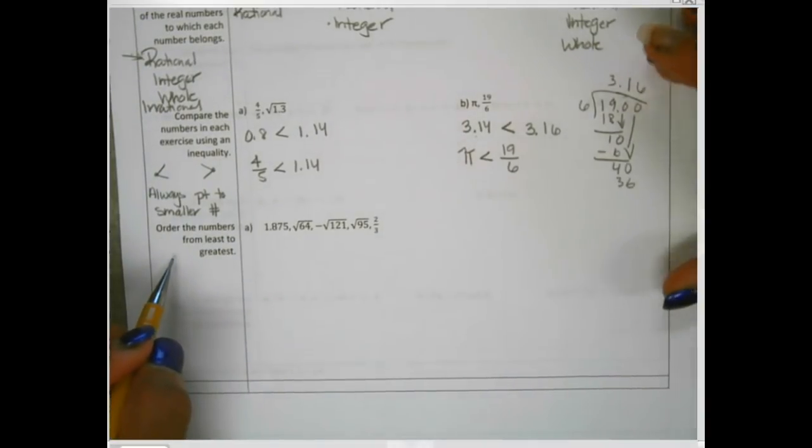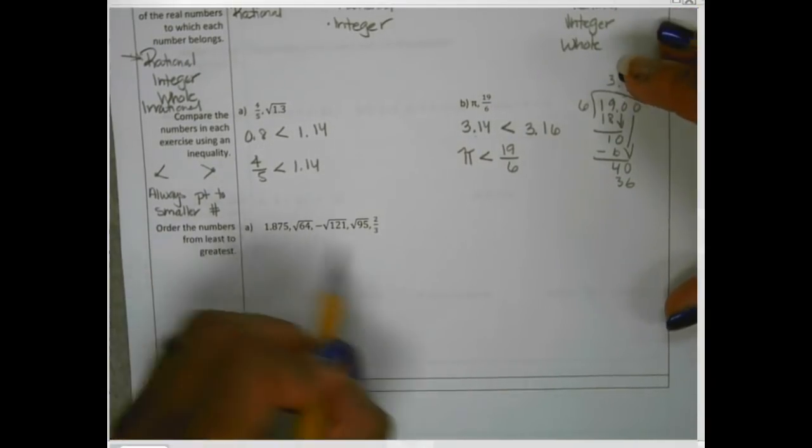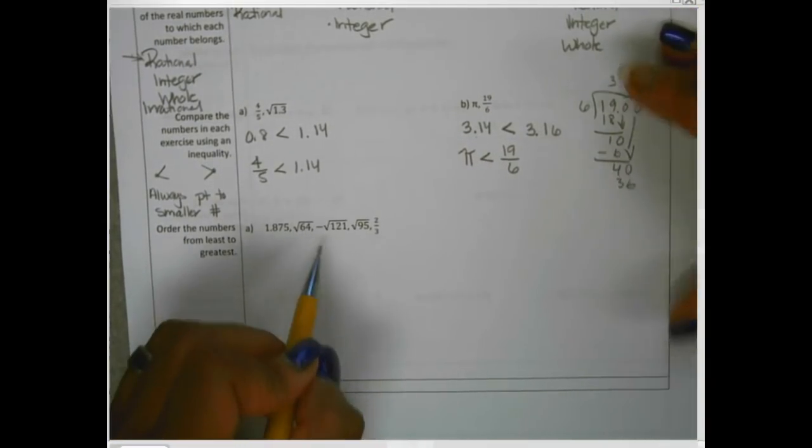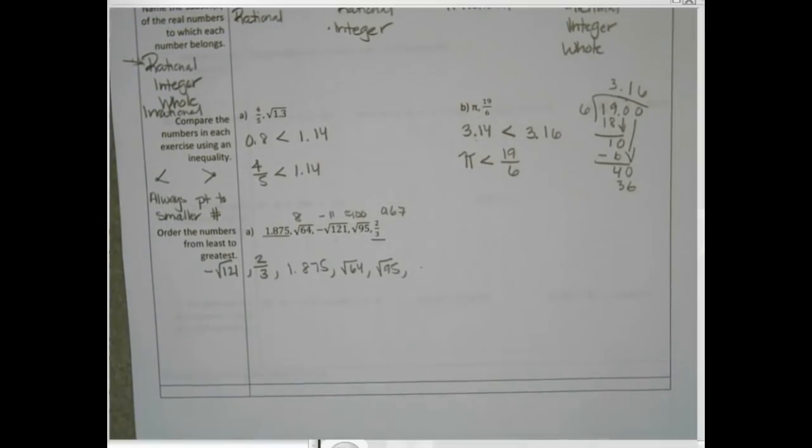All right, next thing, press pause and order these numbers. Simplify them first if you'd like to, but put them in order from smallest to biggest, please. Okay, so hopefully you paused, and if you did, you should get the smallest is -1 square root 121, because it's a negative number. Those are always smaller than the positive ones. 2/3, 1.875, radical 64, radical 95.